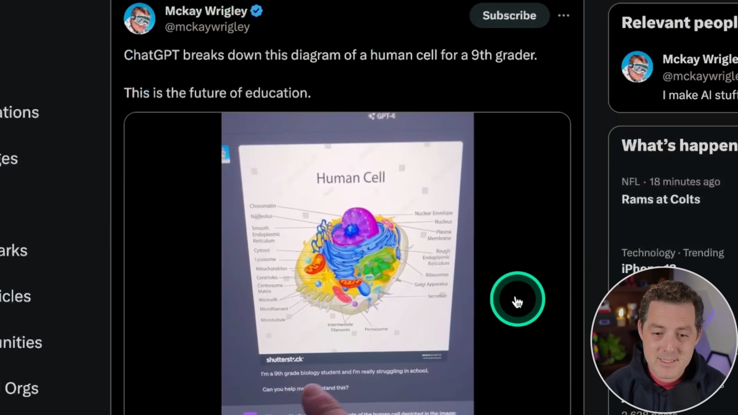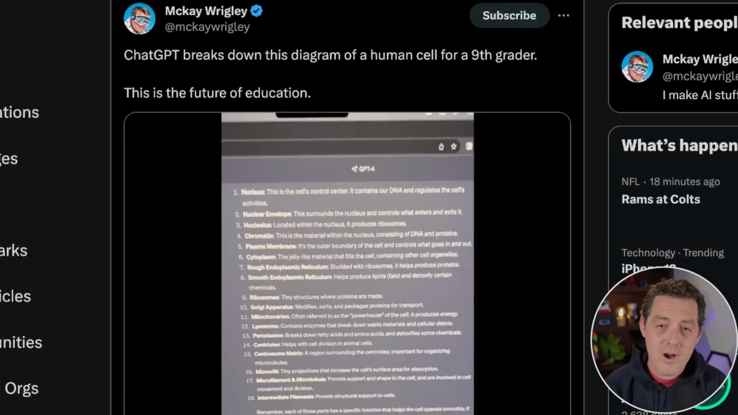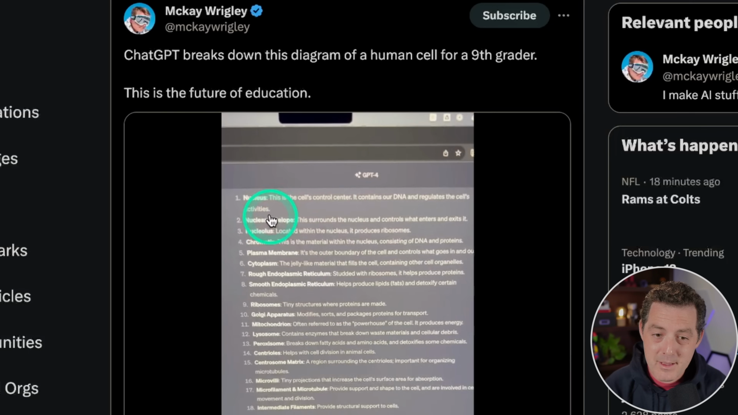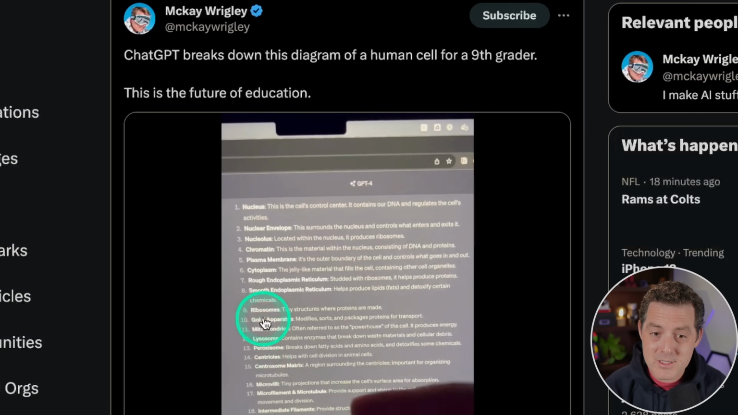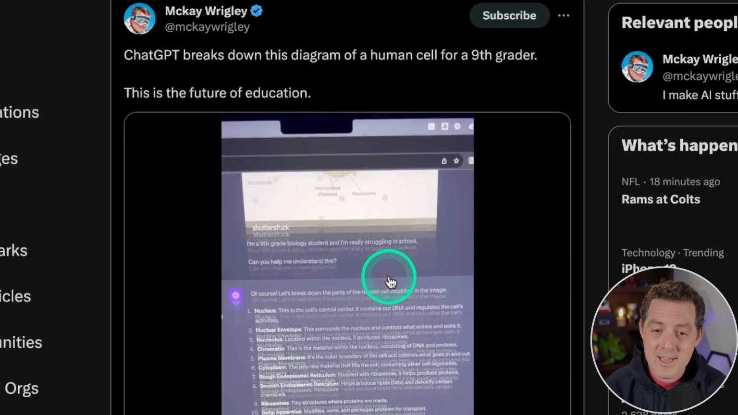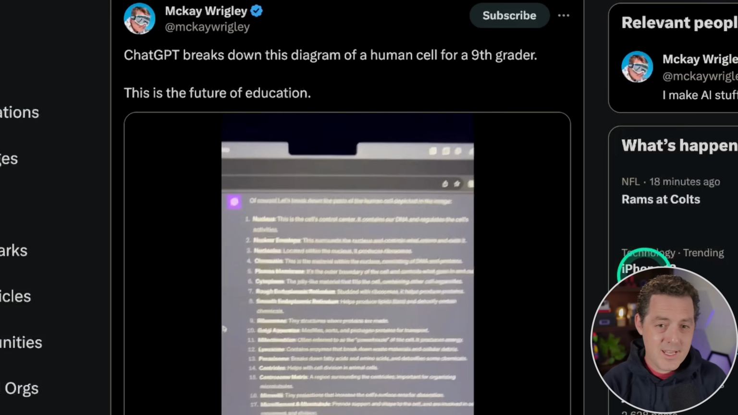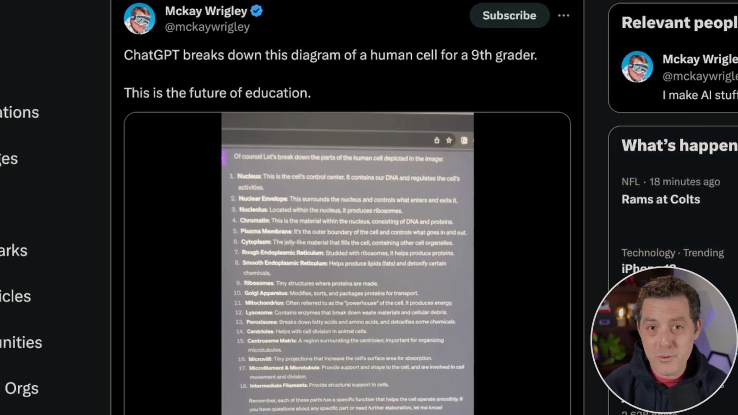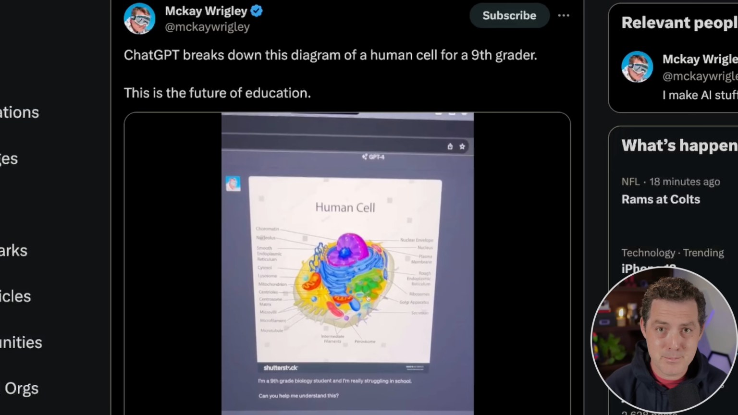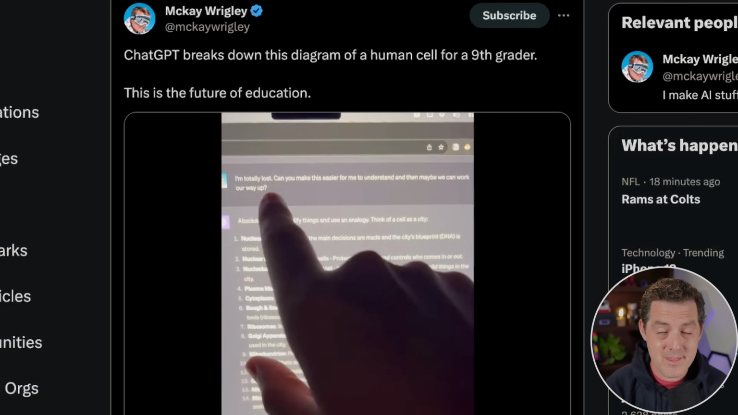And in this example, he takes a video. I'm not going to play the audio, but essentially what he does is he uploads an image of a diagram of a human cell. And from that, ChatGPT is able to list all of the different parts of the human cell and explain what each of the different parts are. And that's without any explanation within the image itself. I know it's a little tough to see, but that's what's in here. And he says this is the future of education, and I really could not agree more. Basically, kids are going to be able to upload any page of their textbook for an in-depth or even a 101 explanation of what is on that page.